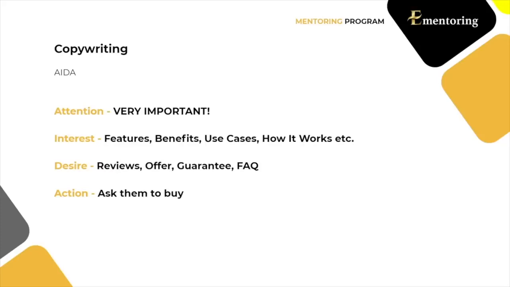First, they want to have an interest. So we gave them an interest in our product by talking about the features, benefits, use cases, and so on and so on. But they still don't have a desire for it. They don't desire the product. And we need them to desire the product before we can ask them to take action and then purchase it. Now, there are a few steps in the desire thing that we need to take care of. So there are reviews, offers, guarantees, FAQs. And this is also the order that we want it to come in.